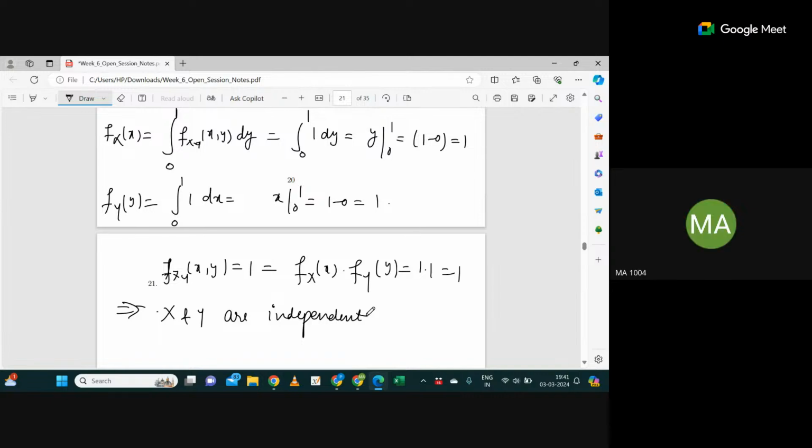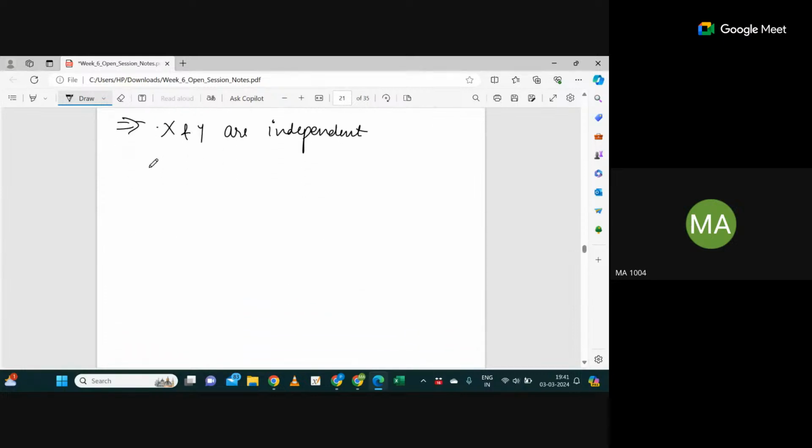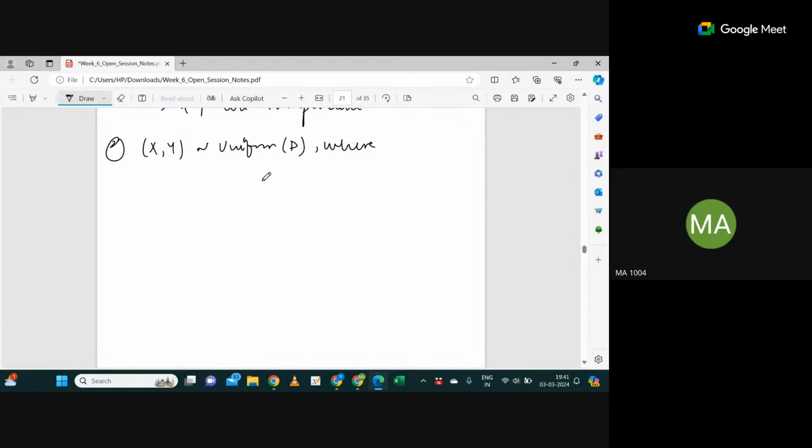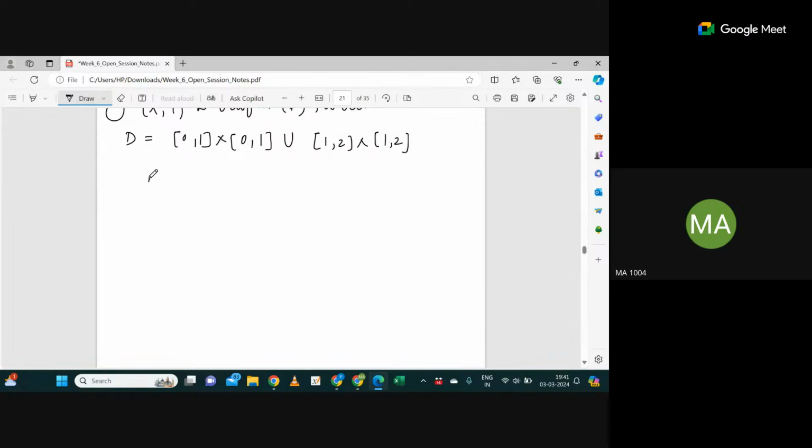Yes, sir, clear. Okay, let me take another example. Suppose (x, y) is from the uniform distribution on D, where D is defined as [0,1] × [0,1] union [1,2] × [1,2]. Now tell me whether x and y are independent or not.